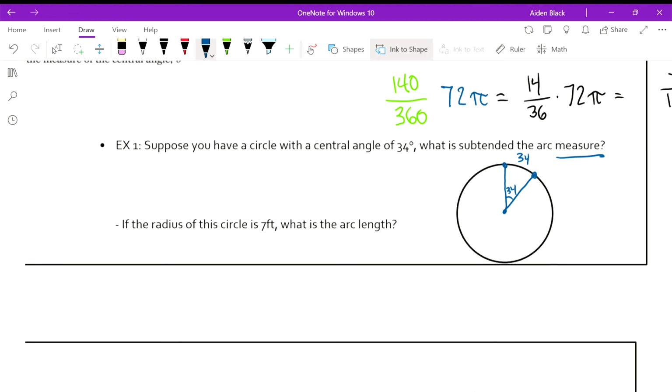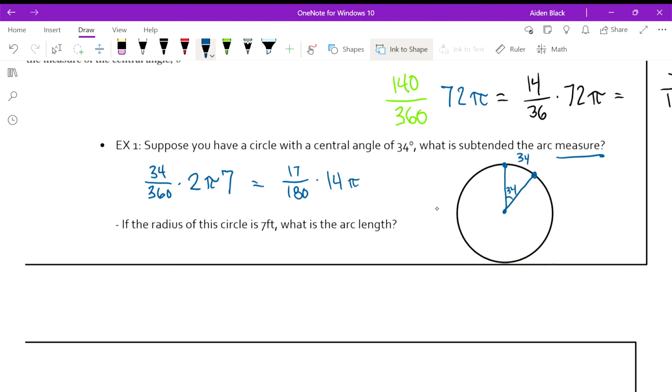The next part of this question says, if the radius of the circle is 7 feet, what is the arc length? So that's where we plug in. We say, okay, well, we know the arc length is the degree of the arc measure over 360, and we multiply that by the entire circumference, which is 2 pi r. So in this case, we get 34 over 360. That at least divides by 2. I get 17 over 180. And then this is 14 pi.